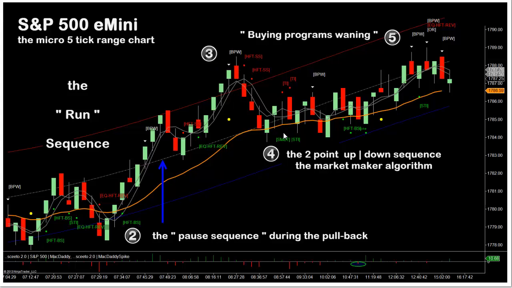Following the minor pullback to the overnight high at or near 1784, the pattern of market development exhibited the 2-point up-down sequence typically associated with the high-frequency market maker algorithm. While the price action stalled for a prolonged period, there was no intense selling pressure, and gradually a buy-side bias developed, and the S&P traded back up again to the 1789 price area into today's close.